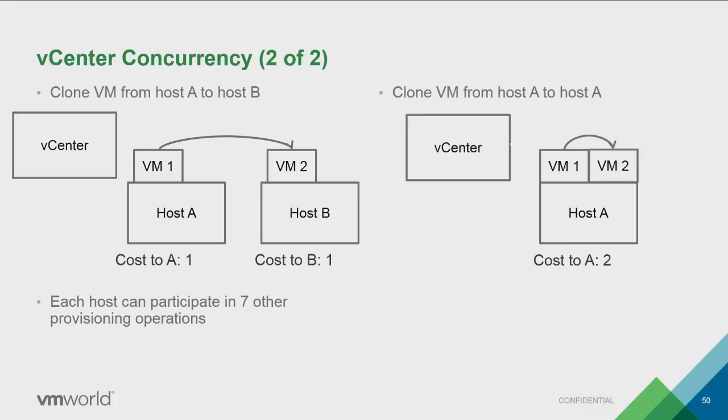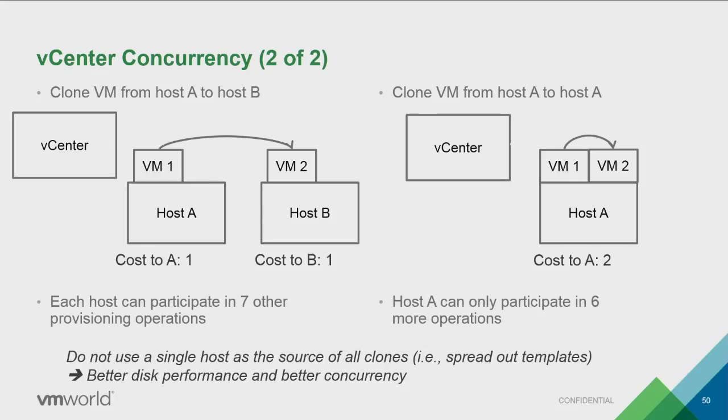When you clone a host to itself, it's charged because it's the source, and it's charged because it's the destination. So its cost is 2, which means now it can only participate in 6 other operations. I'm telling you this because in a lot of VDI deployments or other deployments, people tend to put maybe 1 copy of a template on 1 host, and then they use that to clone to every other host in their system. You are automatically limited to 8 clones at a time if you do it that way.